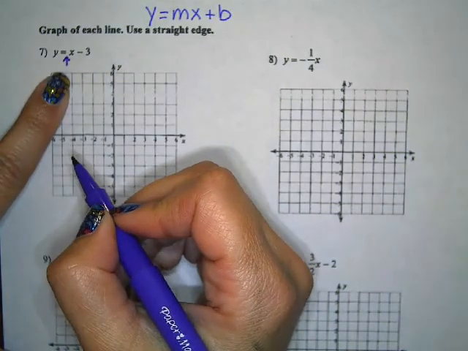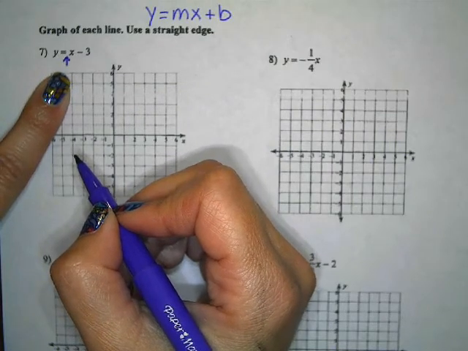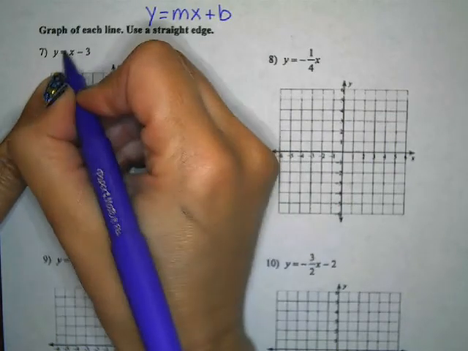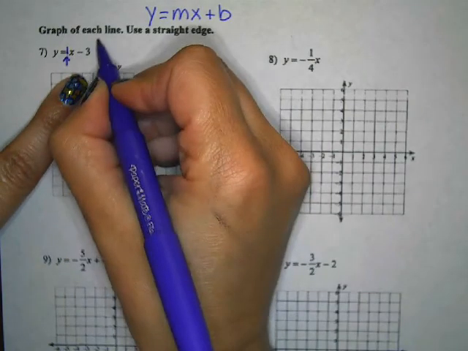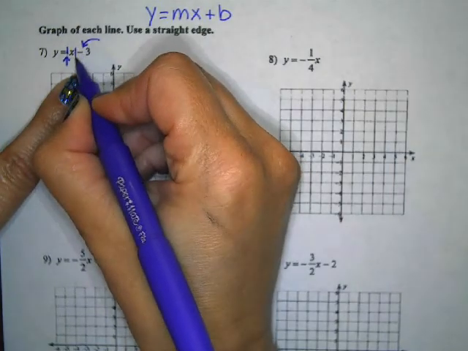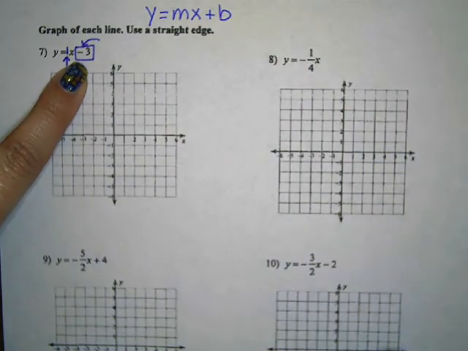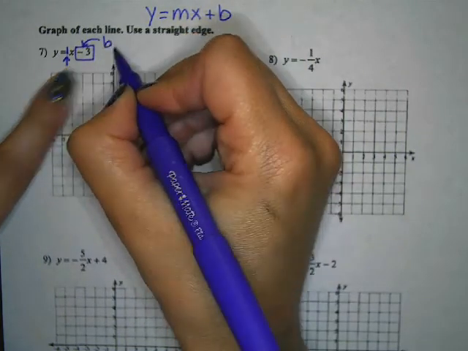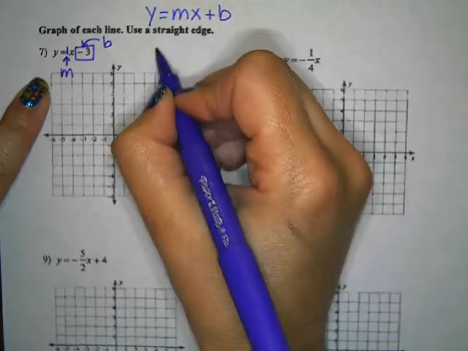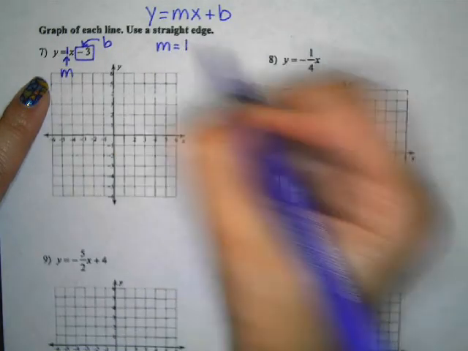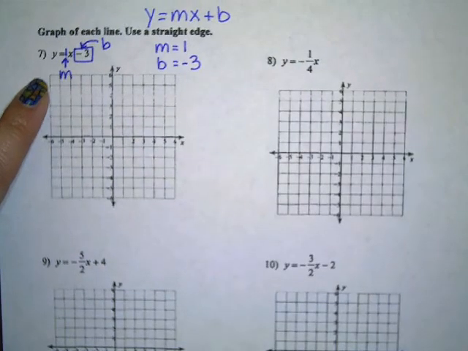Notice in this equation there is not a number there, but we know that if there's no number, it's going to have an implied 1 right here. So there's a 1. And then for our b value, it's going to be this entire thing. So the negative, or the subtraction sign, is going to be included in the b value. So this is my b, this is my m. Okay, so I know that m is equal to 1, my slope is 1, my b value is negative 3. So I'm going to identify those first.